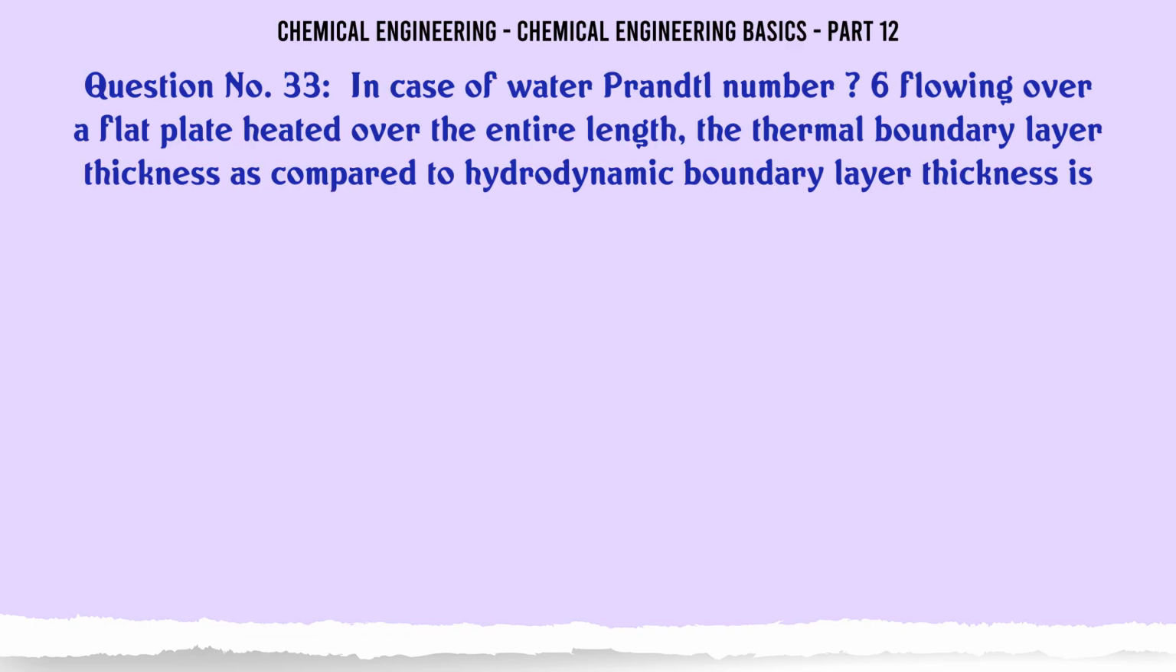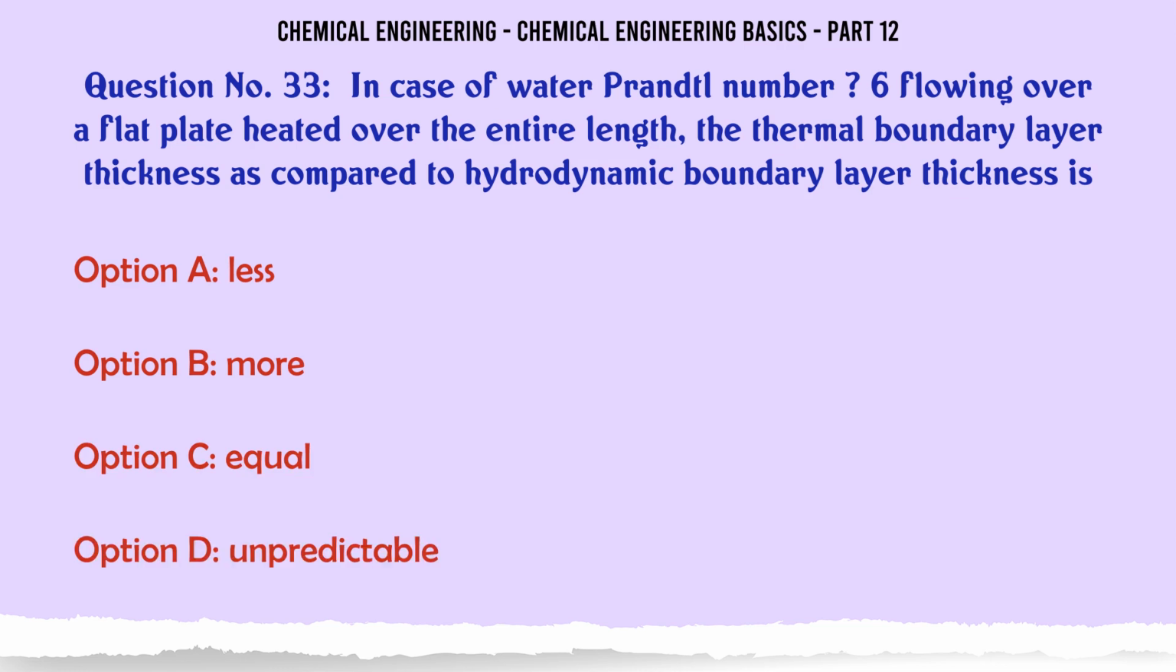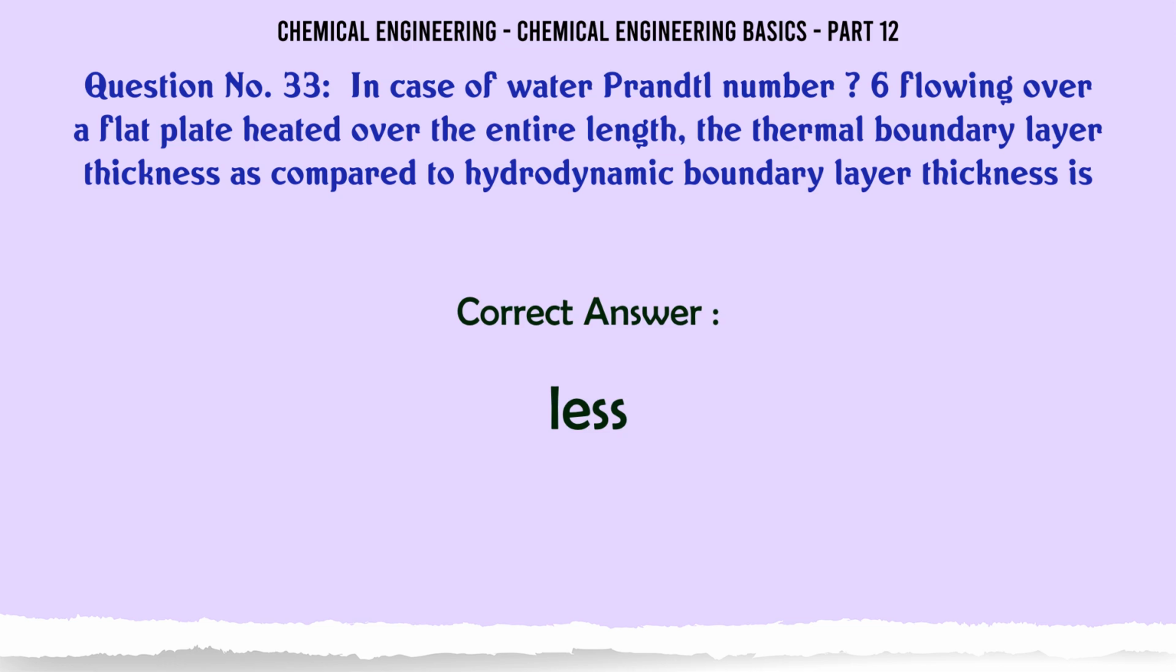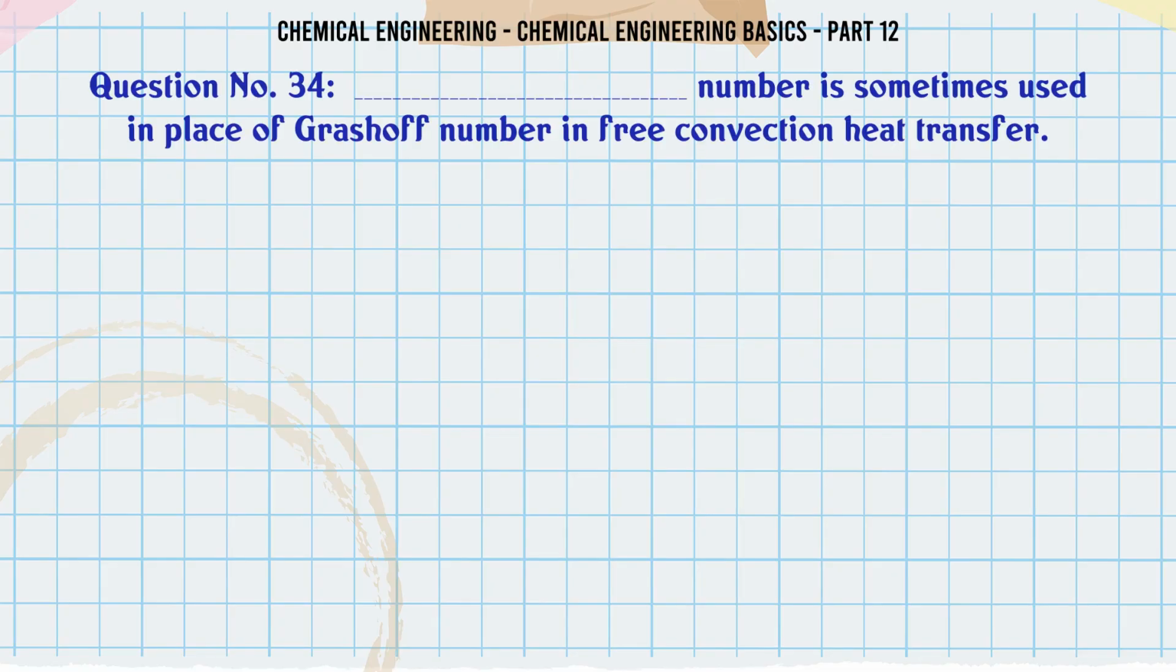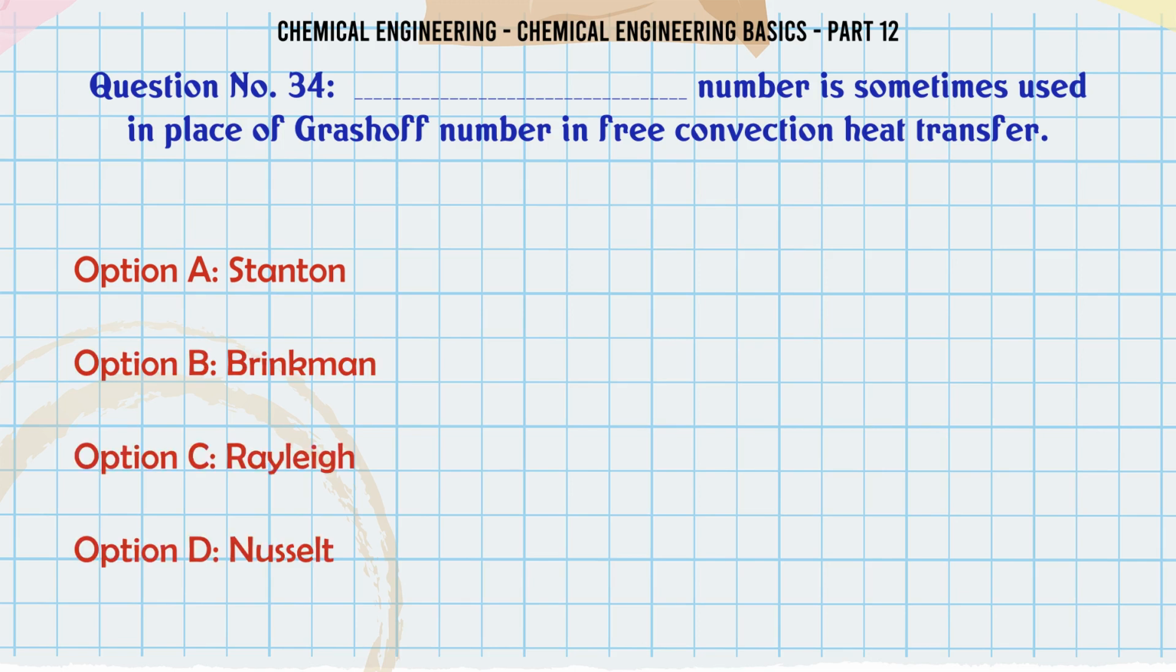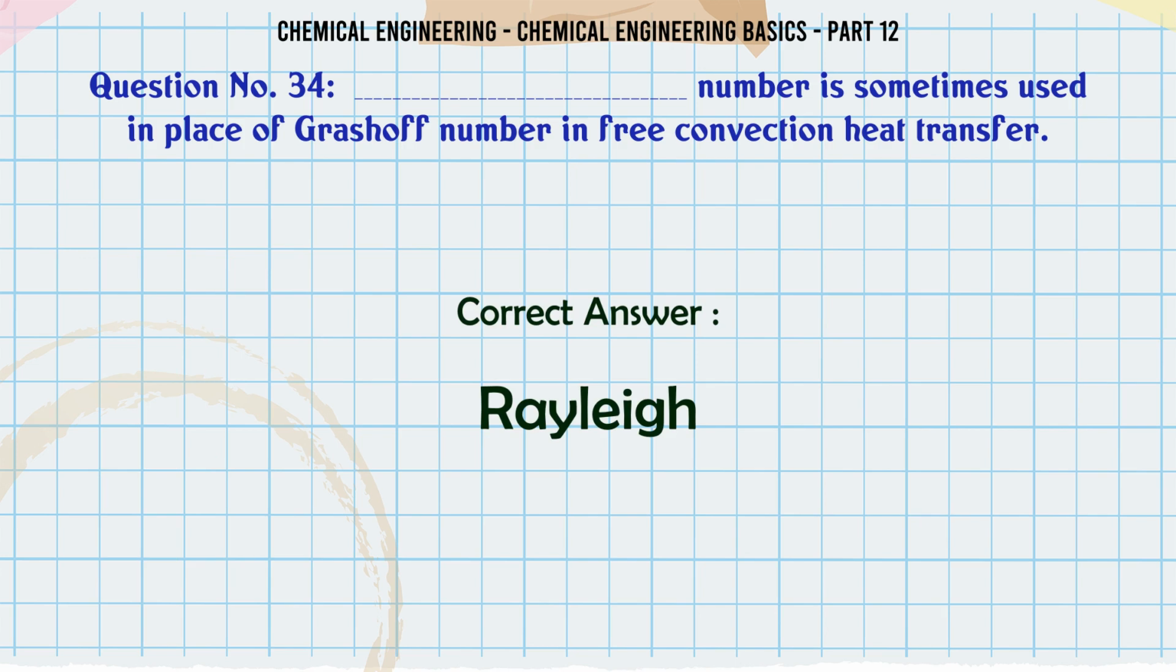In case of water, Prandtl number 6, flowing over a flat plate heated over the entire length, the thermal boundary layer thickness as compared to hydrodynamic boundary layer thickness is A. less, B. more, C. equal, D. unpredictable. The correct answer is less. Number is sometimes used in place of Grashof number in free convection heat transfer. A. Stanton, B. Brinkman, C. Rayleigh, D. Nusselt. The correct answer is Rayleigh.